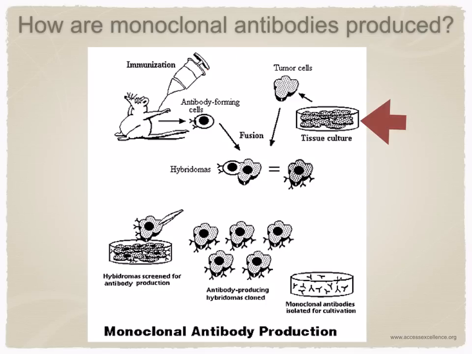Now, to enable these B cells to divide outside the body, they need to be mixed with cells that divide readily outside the body, for example, cancer cells. So on the right here, you see the cancer cell line is going to be grown or is grown in tissue culture. These cells have lost the ability to make antibodies, and they're also modified to lack an enzyme for a particular pathway.